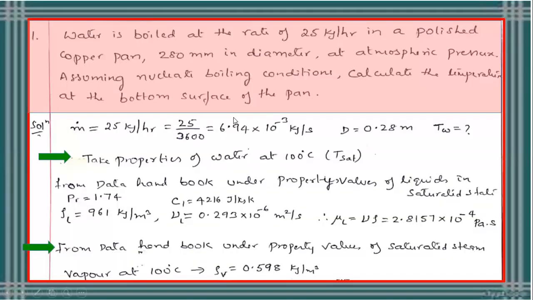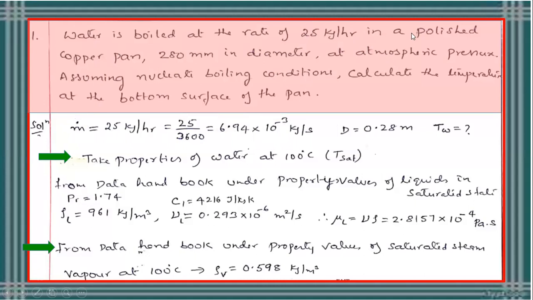Let us take up the first problem. It says the water is boiled at a rate of 25 kg per hour in a polished copper pan. So the mass flow rate of the water is given as 25 kg per hour. You need to convert it into kg per second, so you will obtain the mass flow rate in kg per second.